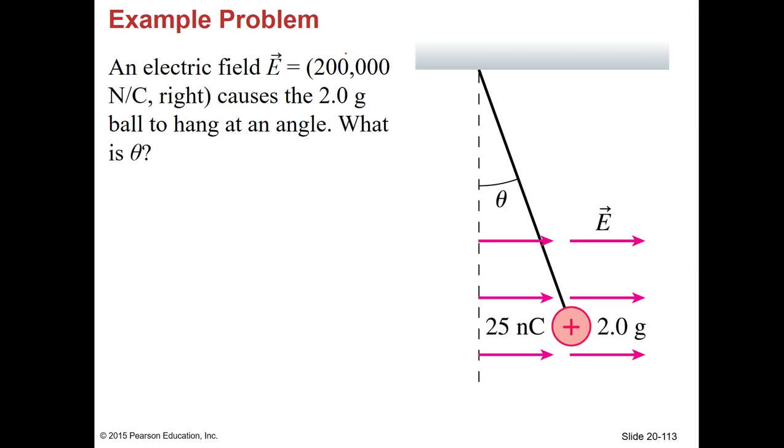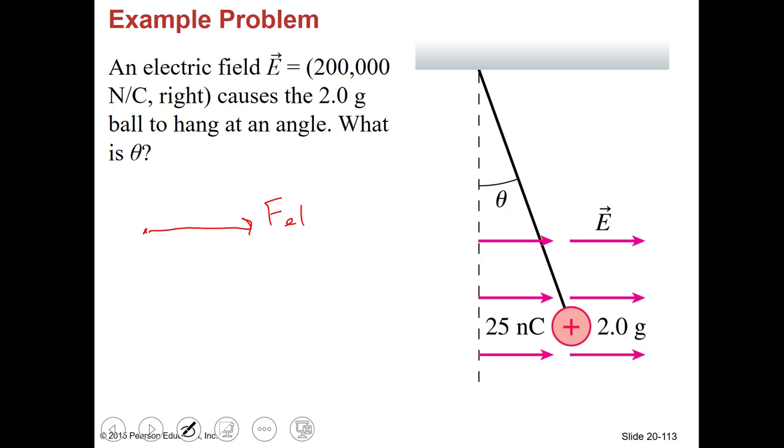Here's another example we can take a look at. An electric field of 200,000 newtons per coulomb to the right causes a 2-gram ball to hang at an angle. What is that angle? Okay, so if you actually did this, you would get this picture. We can take a look at this problem too. A free body diagram is really needed for this one. So what are the forces on this actual ball here? Let's do the free body diagram. So you've got this electric force to the right.